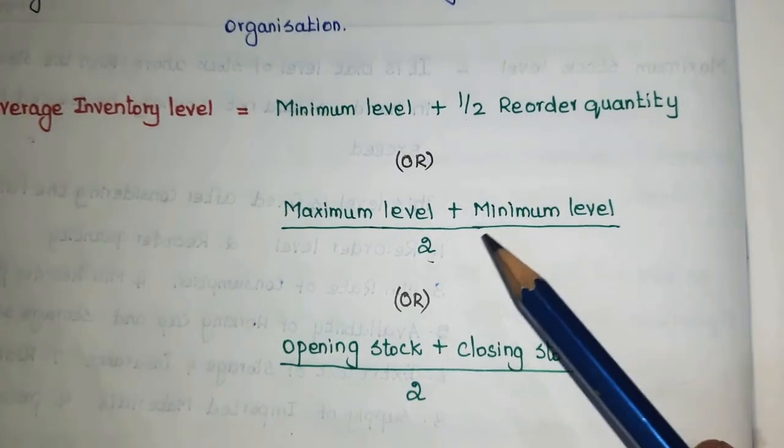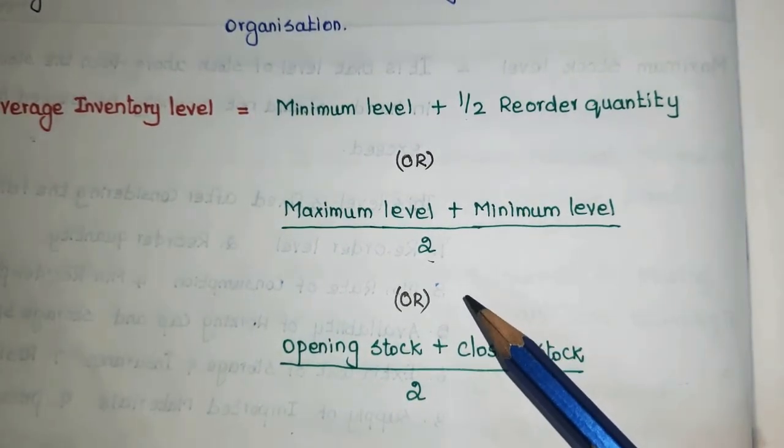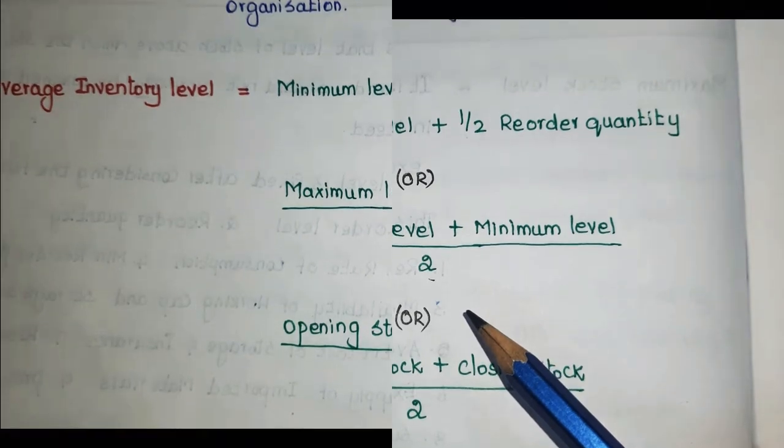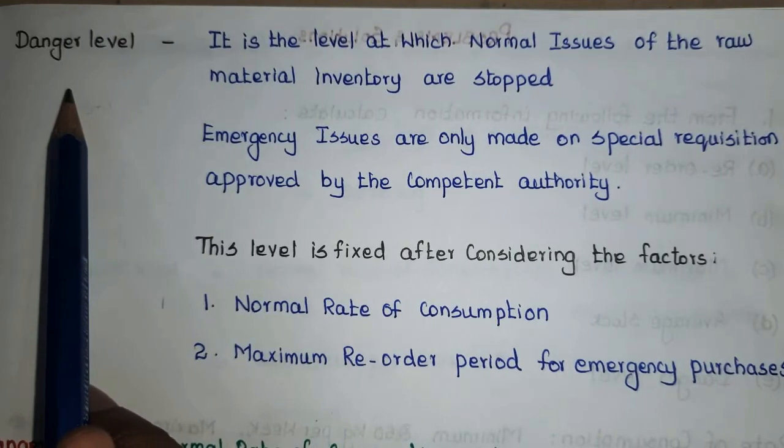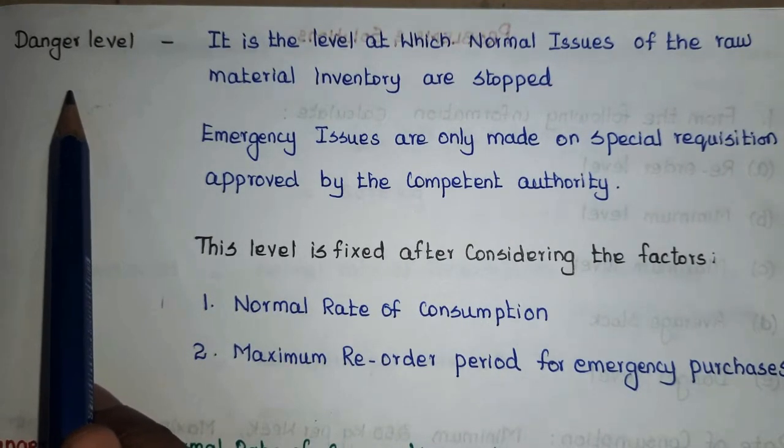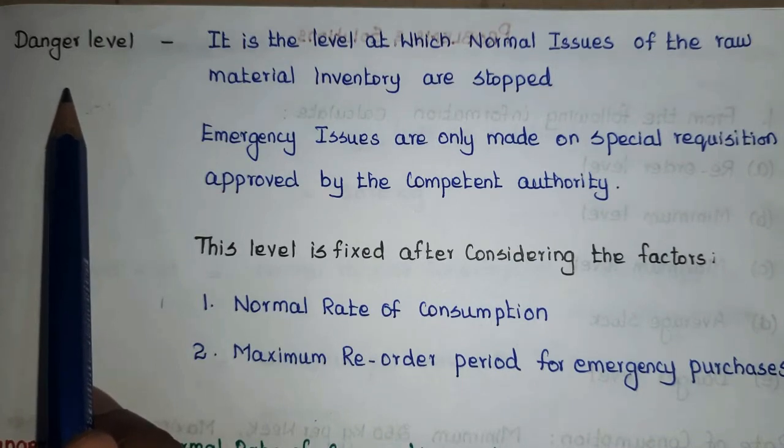So any of these formulas can be used, depending on the problem which has been given in your exams. The next term is danger level. It is the level which is below the minimum level.